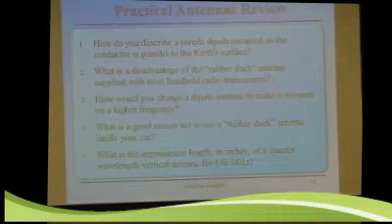Okay. How do you describe a simple dipole mounted so the conductor is parallel to the Earth's surface? If it's parallel to the Earth's surface, what is it? Horizontally polarized. So what you have there is a horizontally polarized antenna. What is the disadvantage of the rubber duck antenna supplied with most handheld radio transceivers? Yeah, they're not real good. It does not transmit or receive as effectively as a full-size antenna. With what you already know about antennas, that should be self-evident to you.